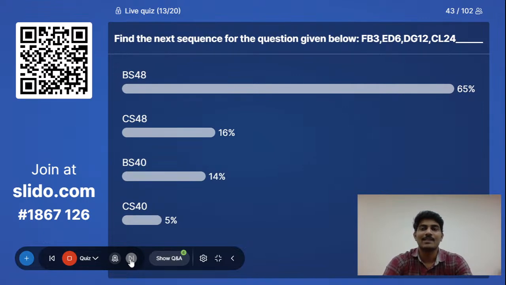Okay, this time 65% of the students have chosen BS48 as their answer, only 16% answered the second option, that is CS48, only 14% chose BS48, and 5% chose the last option. Let's see what the exact answer is. I think there is some mistake here, but the exact answer for this one is BS48 only. It was mistakenly printed there, so I apologize for that. The exact answer is BS48 only.